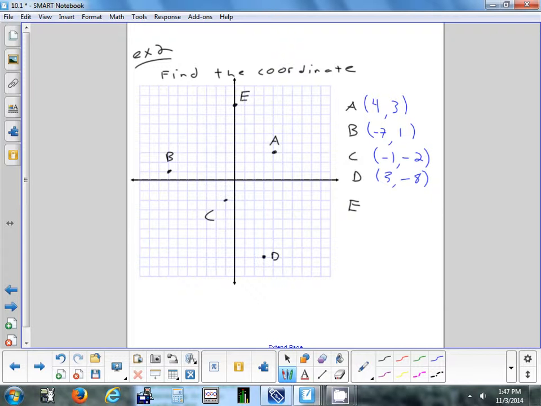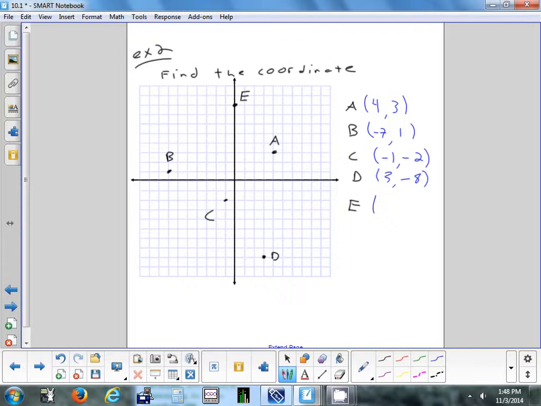All those points, A, B, C, and D, they're all in a quadrant. They're all in different quadrants. How about E? Is E in a quadrant? No. Nope, it's on an axis. So if it's on an axis, one of the two numbers has to be what? 0. Just got to figure out which one.